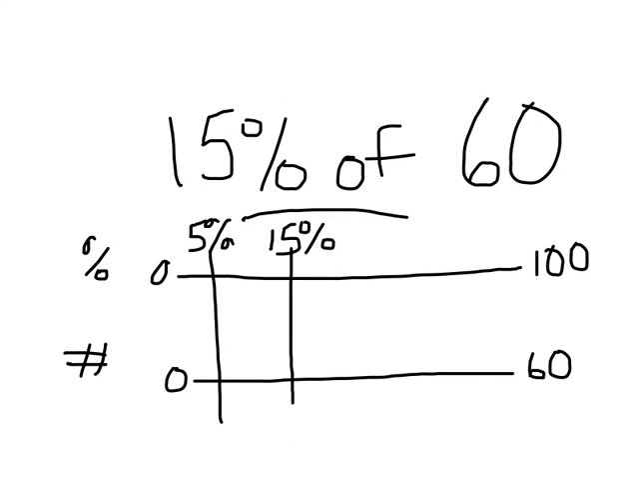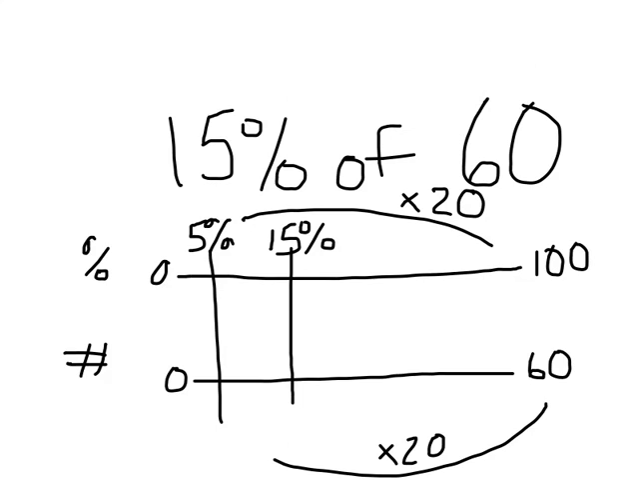I know that 5 times 20 would give me 100. What times 20 would give me 60? 3. 3 times 20 is 60, so 5% of 60 is 3. Now, 5 times 3 would give me 15%. So I need to do 3 times 3 to find 15% of 60. 15% of 60 is 9.